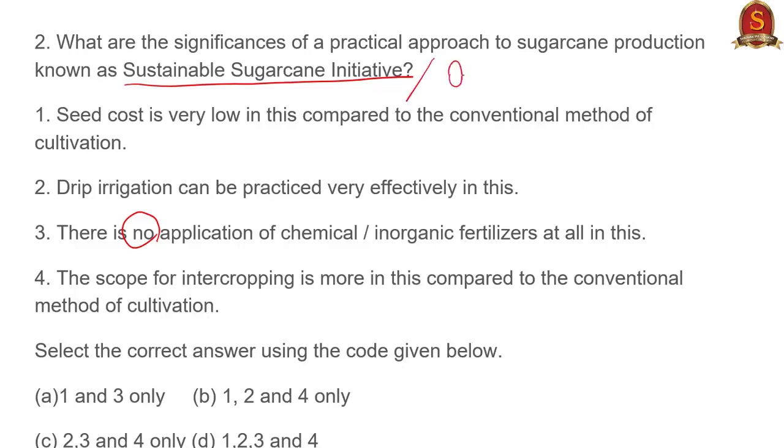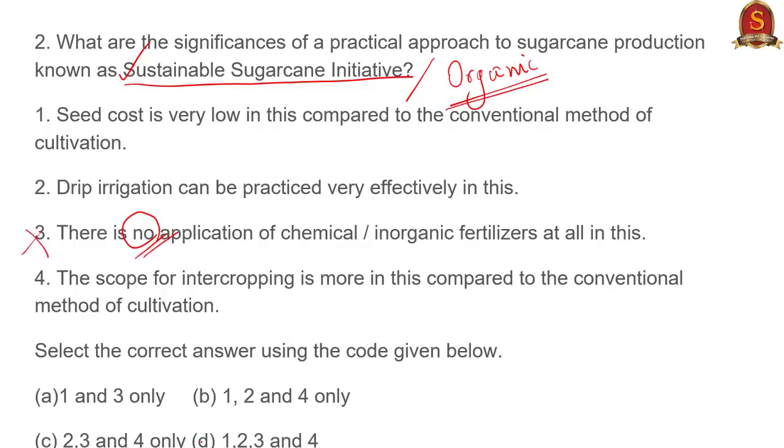If you look at your preliminary reading, any subject, any book, when it talks about sustainable agriculture, there is always this difference with respect to organic farming. In organic farming or organic agriculture, there is absolutely no application of chemical or inorganic fertilizers. But when it comes to sustainable practices, it is not that chemical fertilizers are completely disallowed at all. They can be used, but their use is to be monitored properly. So you clearly know that statement 3 is wrong because of this factor.